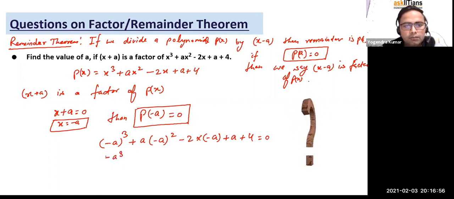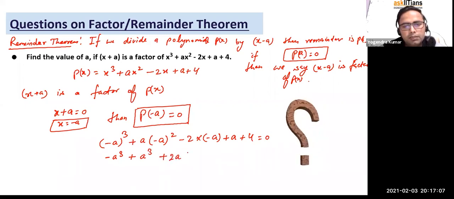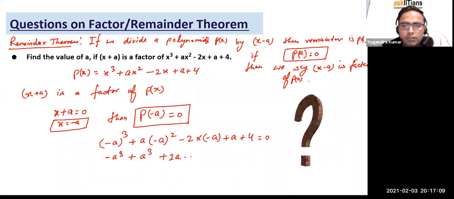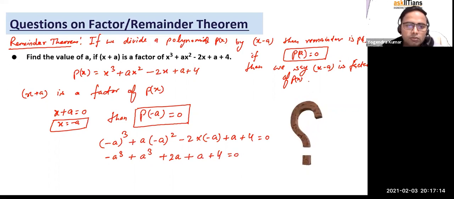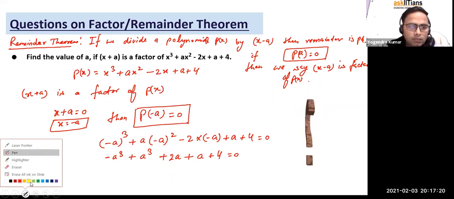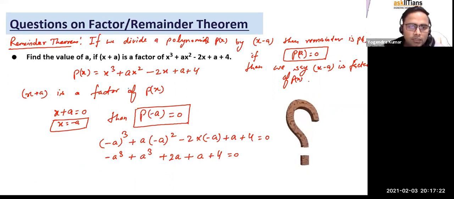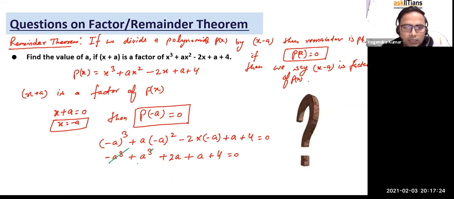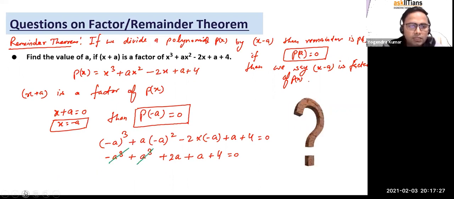So what are we getting here? Minus a cube, and a square will come positive here, so it will be a cube. Minus times minus is plus, so it will be plus 2a plus a plus 4 equals 0. Now you can see it is getting cancelled here: minus a cube and a cube are getting cancelled. So what are we getting here?